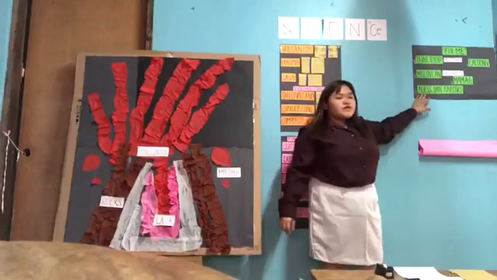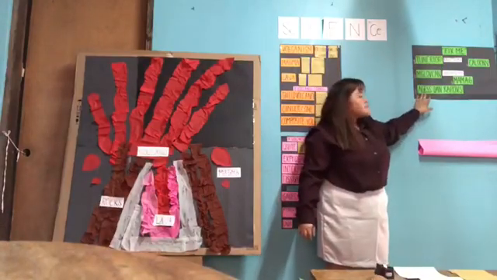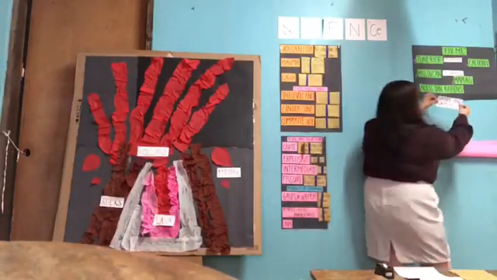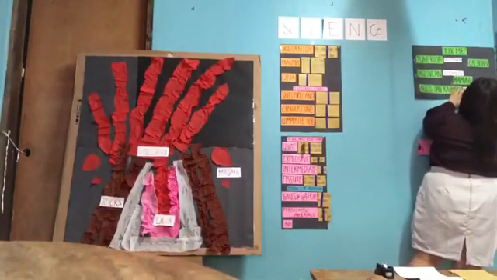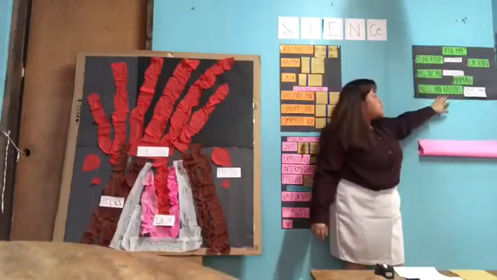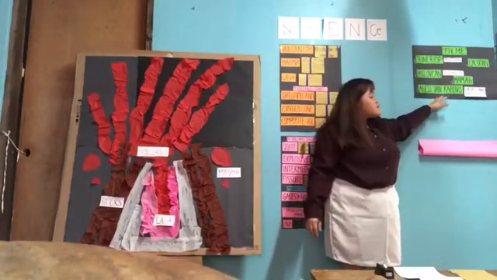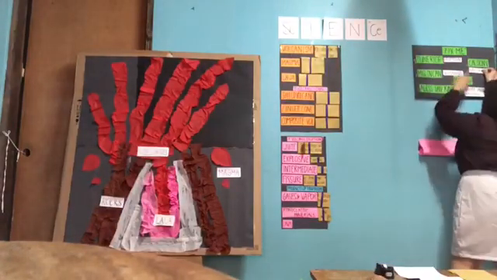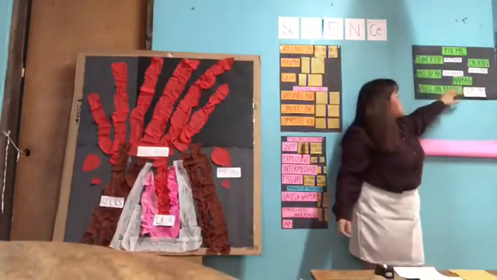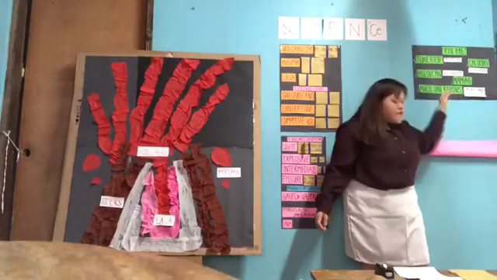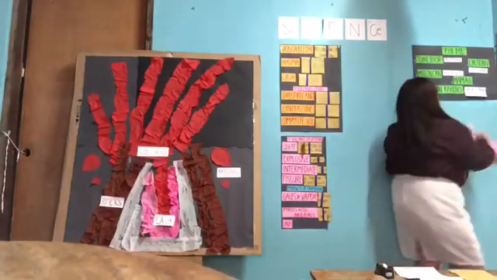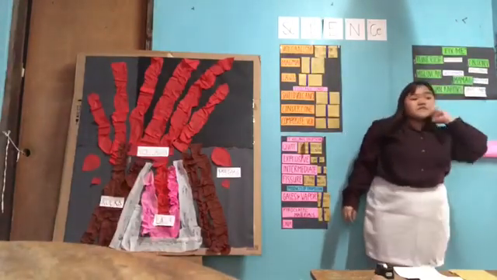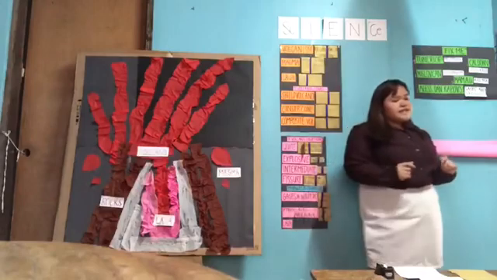Number 3. What is the answer? Very good. The answer is gases and vapors. Number 4. What is the answer? Very good. The answer is volcano. And last, what is the answer? Very good. The answer is magma. I'm so happy that you still remember our last lesson.